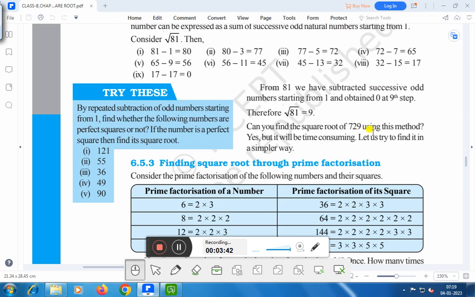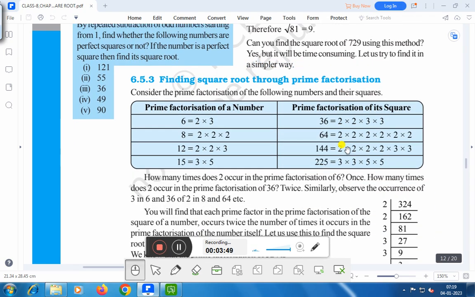Can you find the square root of 729 using this method? Yes, but it will be time consuming. Let us try to find it in a simple way. Find the square root through prime factorization.